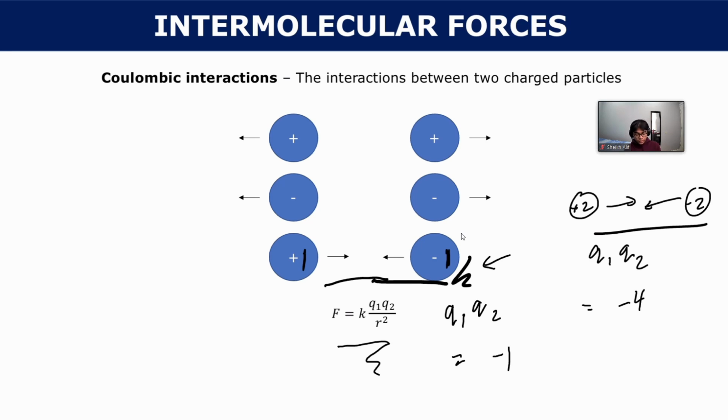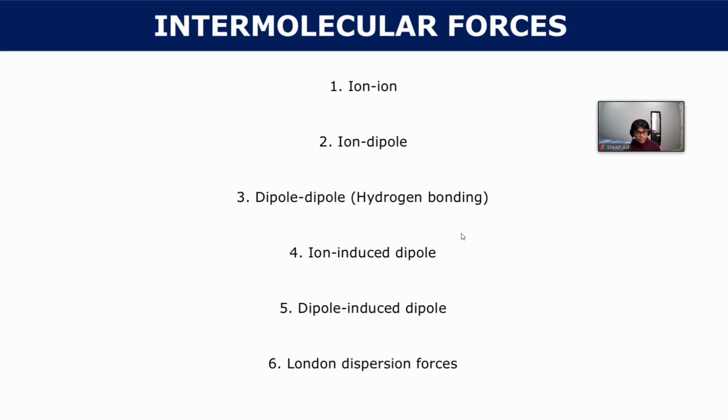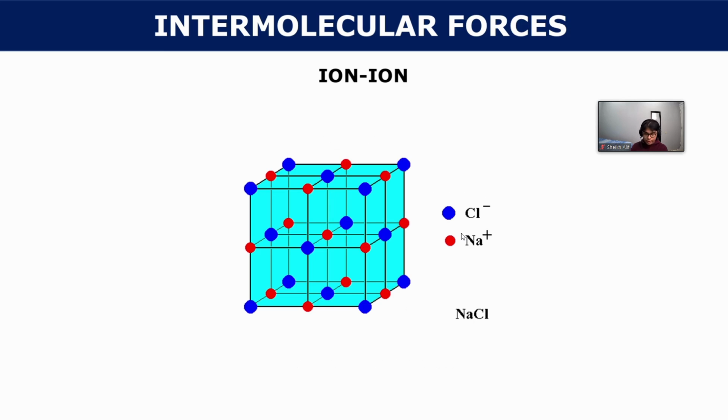But let's take a look at the specific intermolecular forces that I want to go over. There are going to be 6 of them, and they're listed from strongest to weakest. We're going to do ion-ion, and then ion-dipole, dipole-dipole, which is going to include hydrogen bonding, and then ion-induced dipole, and then dipole-induced dipole, and then London dispersion forces. So let's get started with ion-ion.